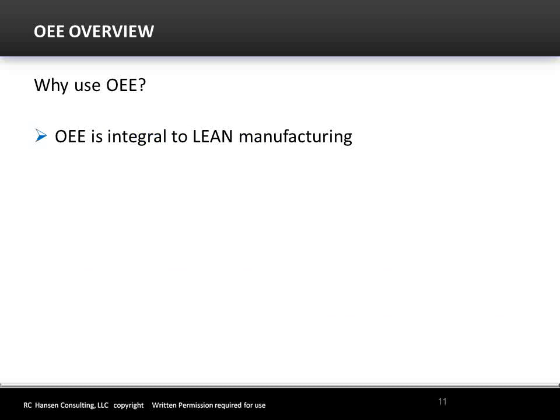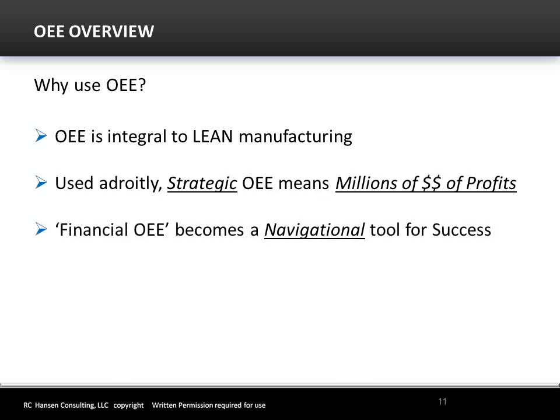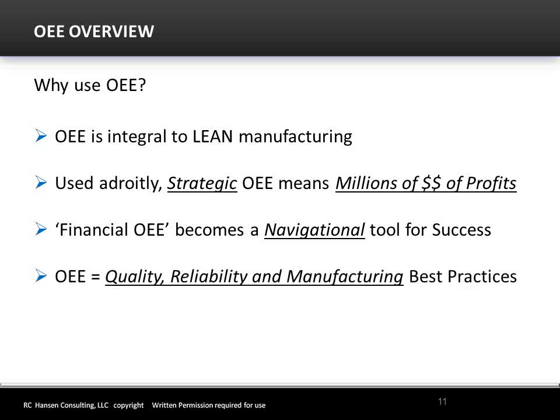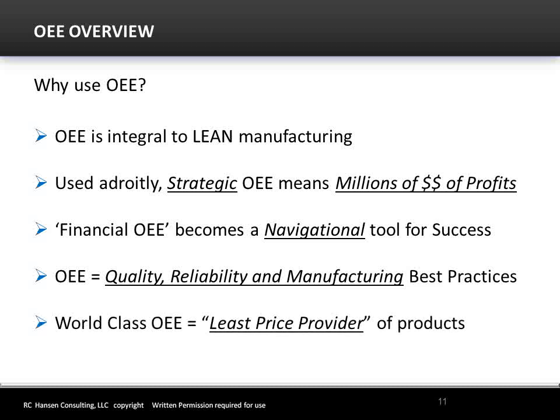Used adroitly, strategic OEE means millions of dollars of profits for most manufacturing systems relative to current state. Financial OEE applies metrics from the total organization and becomes a navigational tool for successful leadership teams. OEE is about quality, reliability, and manufacturing best practices. World-class OEE allows organizations to be the least price provider of their products.